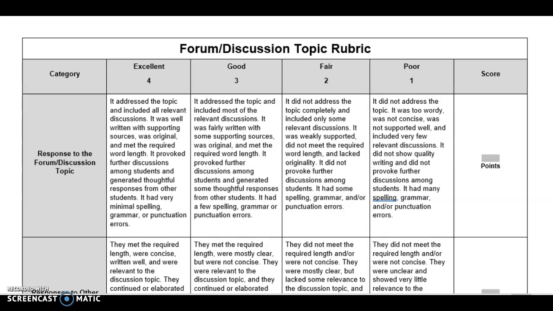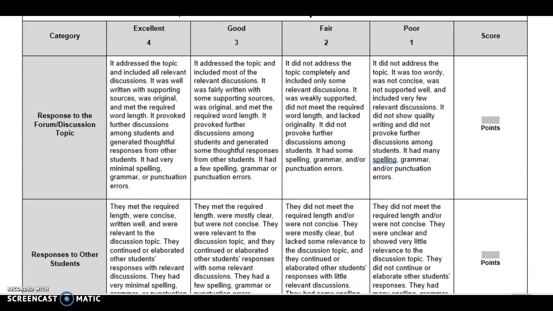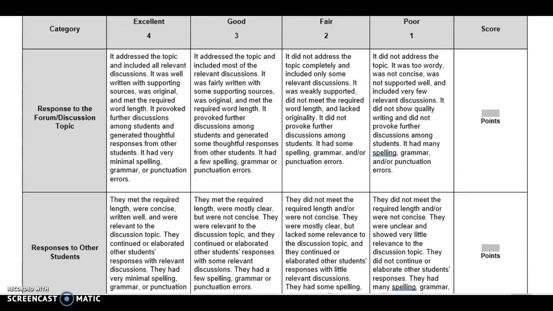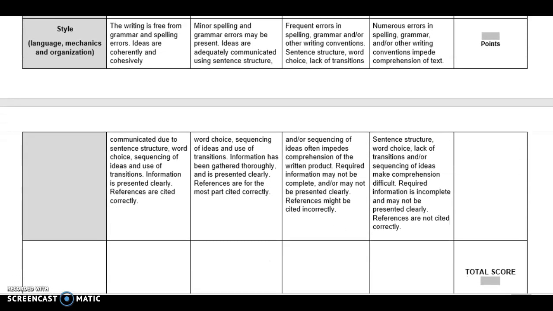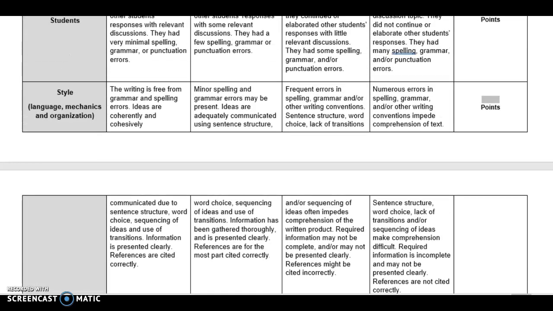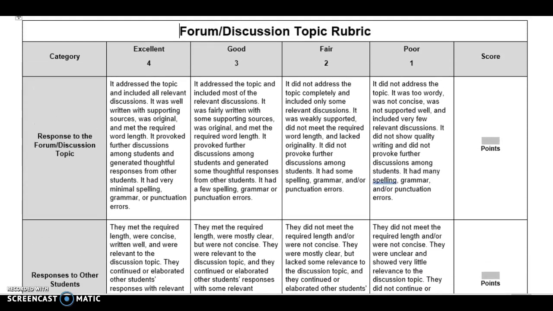So what I want you to do is look as I scroll through, and you can see the things that are part of this rubric. First, your response to the forum discussion, responses to other students, style, which includes how you use the language, the mechanics, and your organization of your response. Those are the 3 critical areas.